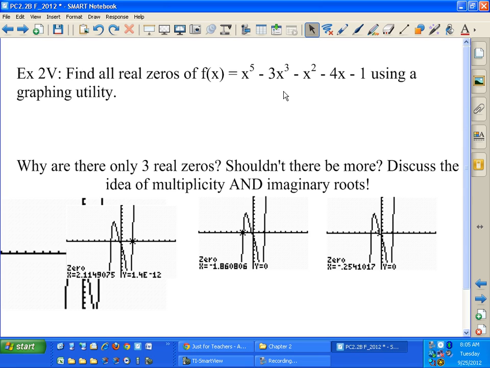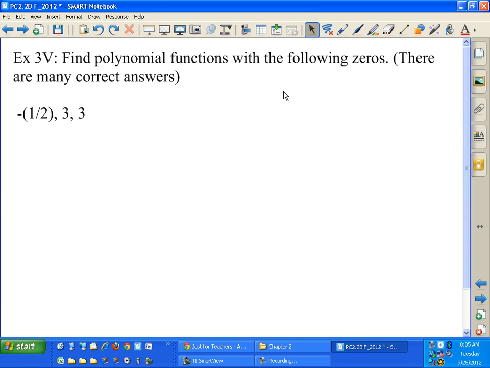Then our final one says find a polynomial function with the following zeros. There are many correct solutions, and we talked about this the other day, that these are my solutions: x equals -1/2, x equals 3, and x equals 3. If those are my solutions, then I'm going to solve each one so that it equals 0. So I'd say x plus 1/2 equals 0, then x minus 3 equals 0, and x minus 3 equals 0.